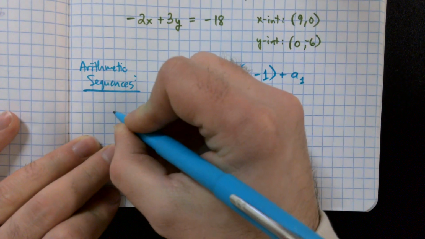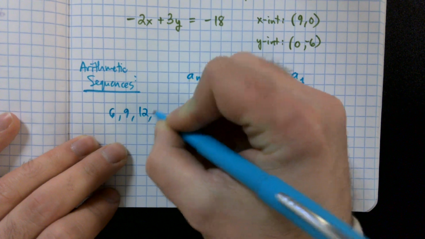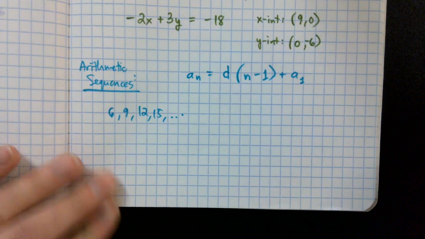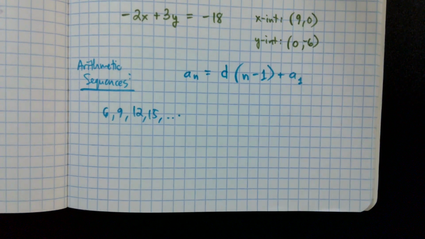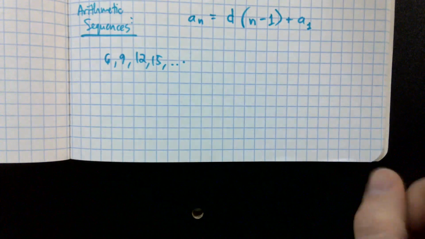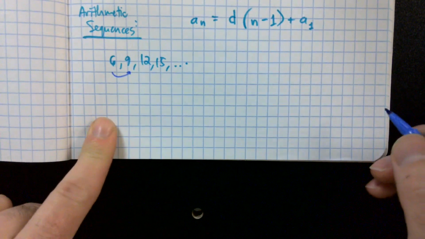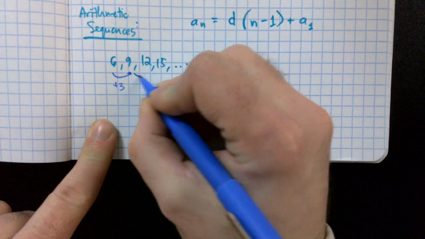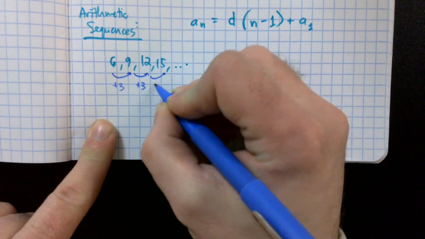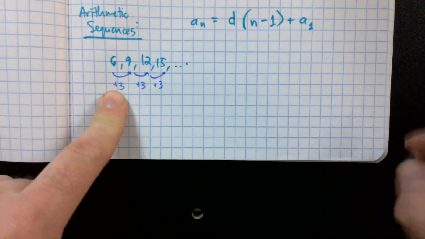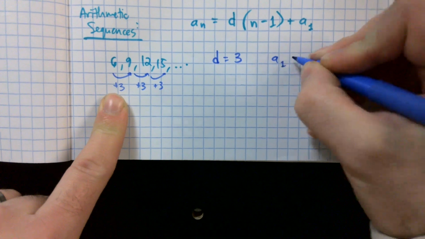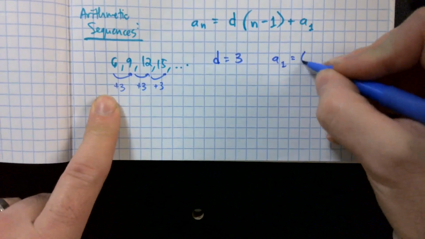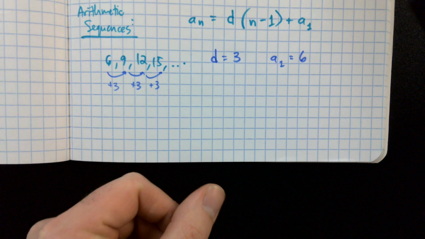So if I had a sequence that looked like this, 6, 9, 12, 15, and so on, what would my D be equal to here for this sequence? Well, what's my difference from 6 to 9? 3. What about 9 to 12? 3. And 12 to 15? 3. Is that a common difference? Yes. So what is D equal to? 3. What is a sub 1 equal to here? 6. It's the first term in the sequence, which is 6.